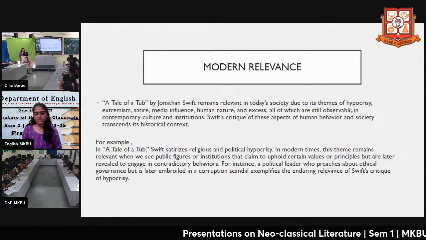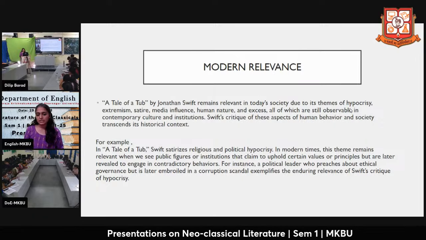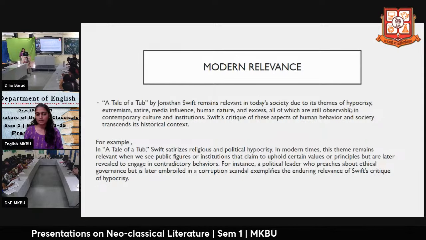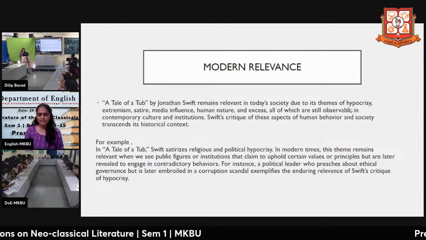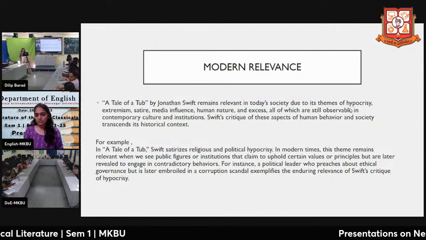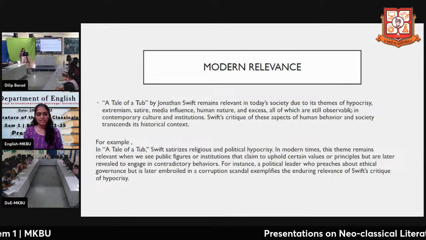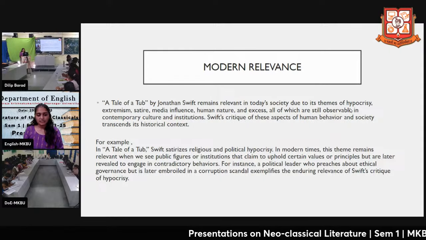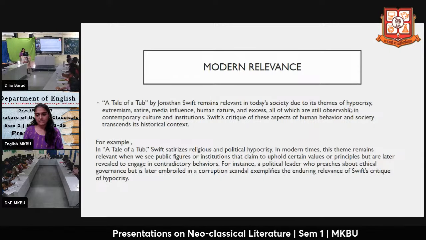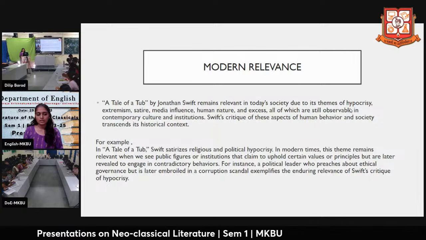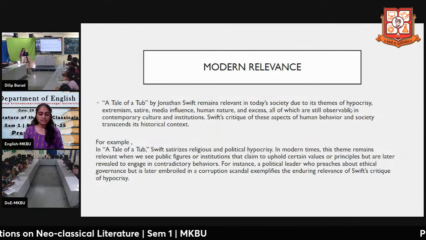A Tale of a Tub by Jonathan Swift remains relevant in today's society due to its themes of hypocrisy, extremism, satire, media influence, human nature, and excess, all of which are still observable in contemporary culture and institutions. Swift's critique of these aspects of human behavior translates from its historical context to society today.